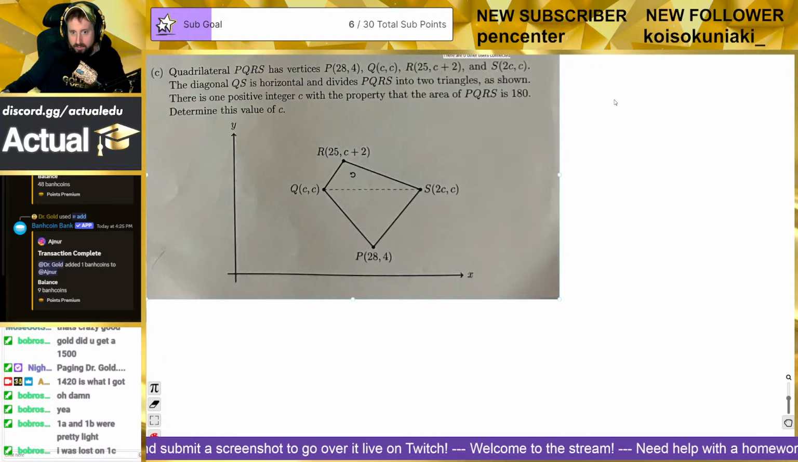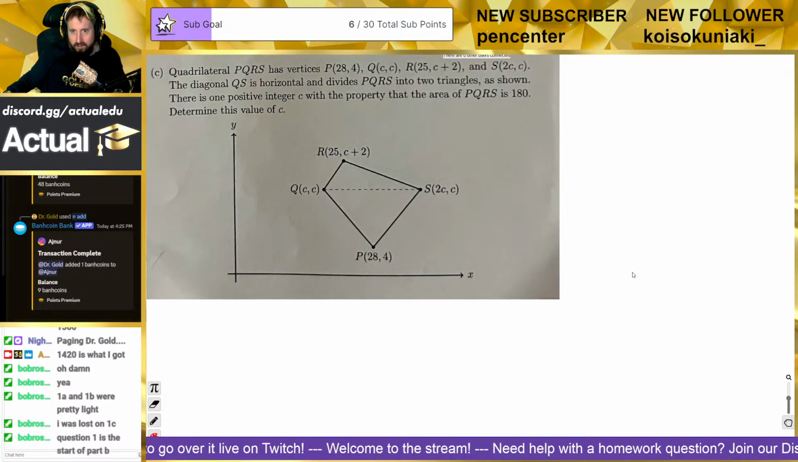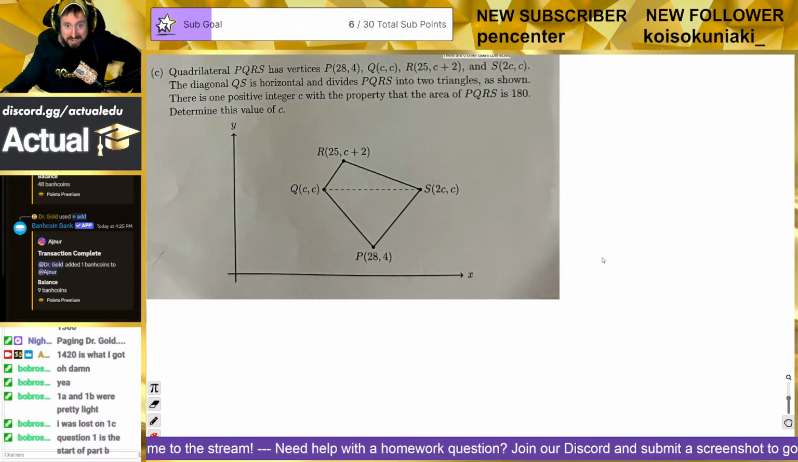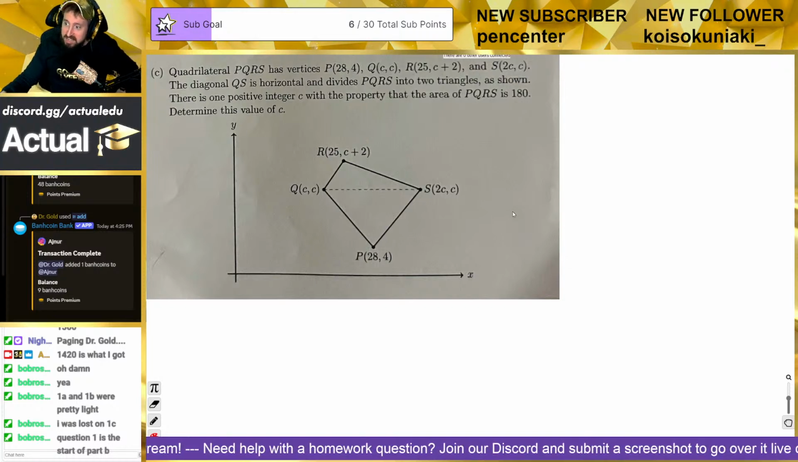Okay, quadrilateral PQRS has these vertices. The quadrilateral's diagonal QS divides it into two triangles. There's one positive integer C with the property that the area of PQRS is 180. Determine the value of C.